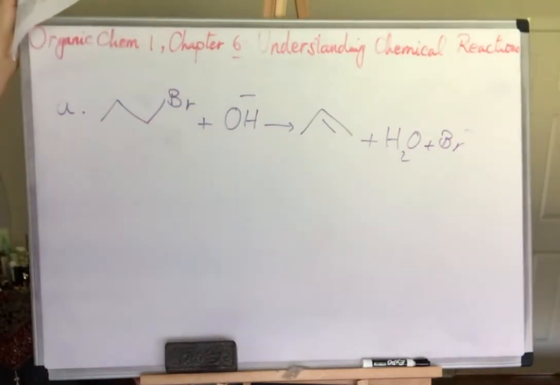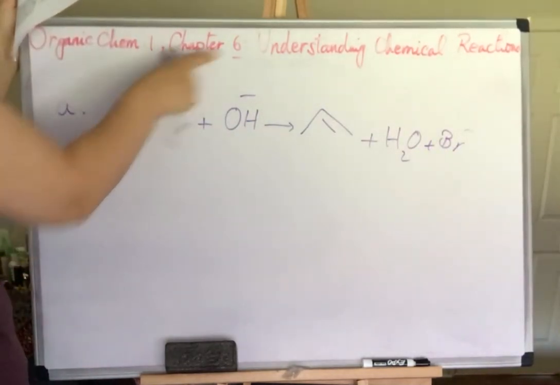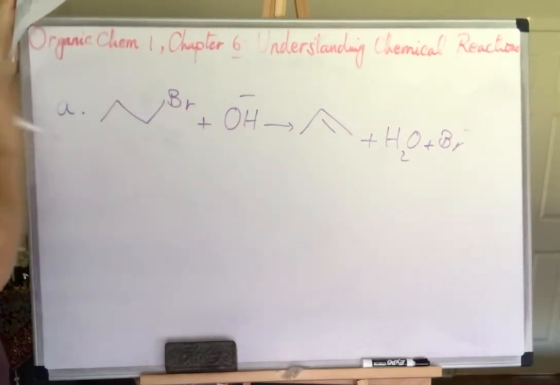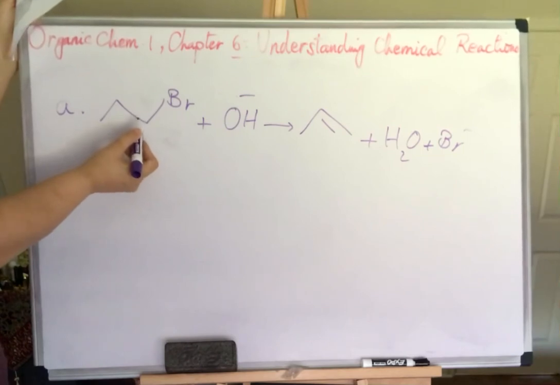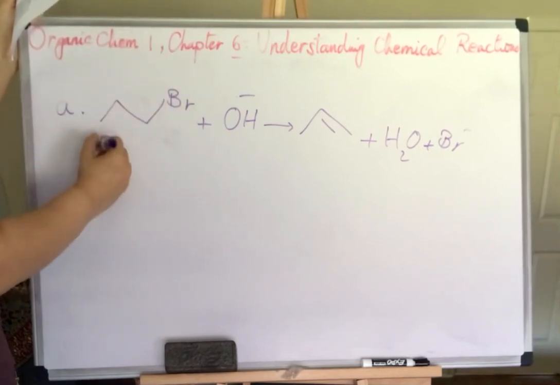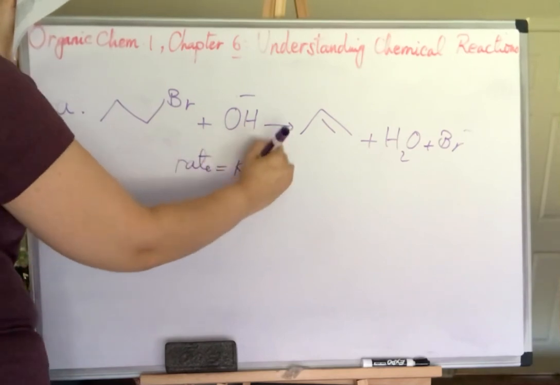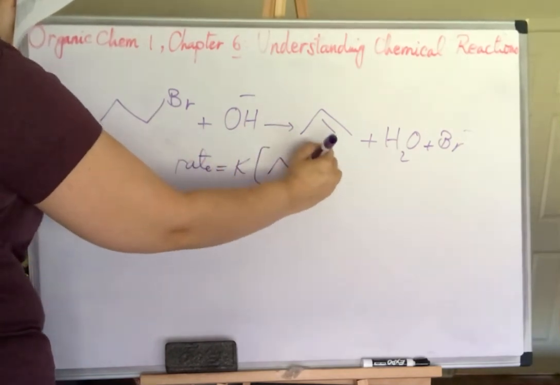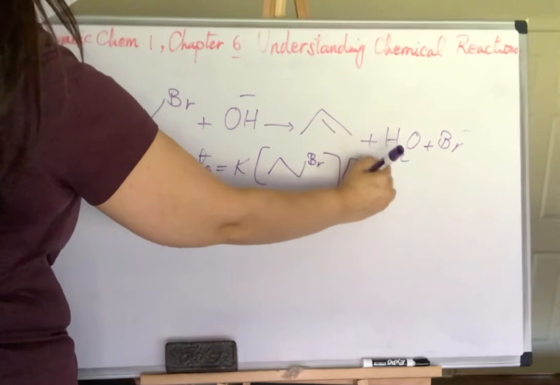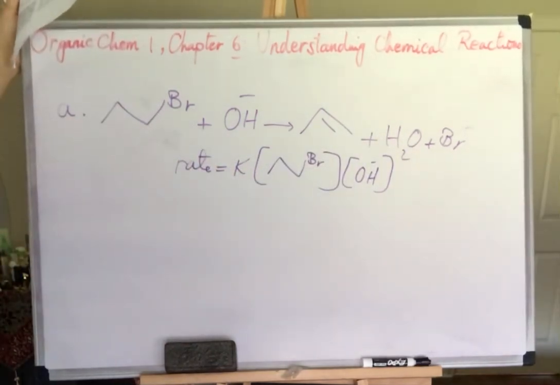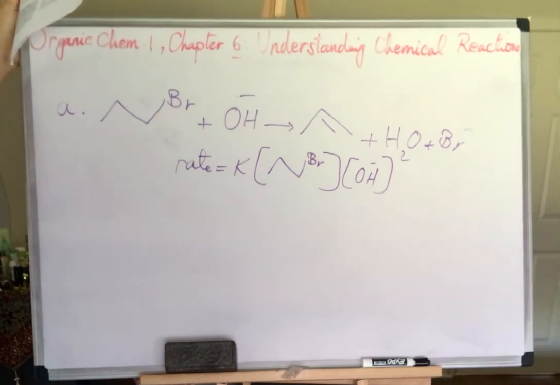So what happened is the reaction happened in one step, and in this step both of these molecules are involved. I told you we will be working on alkyl halides, and this is called an alkyl halide. So the rate equation is k times alkyl halide times OH, a second order reaction. Do it for B, which is a first order reaction.